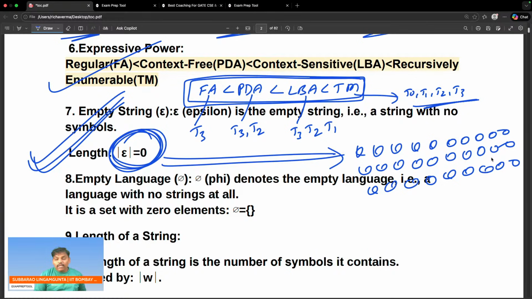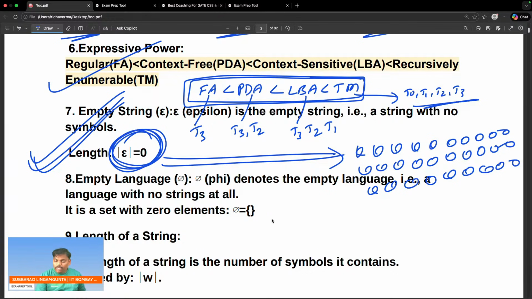So visually, I cannot show it, right? There is something whose weight is 0. How is it possible? That is the reason it is a surprise. If you can remember epsilon, I think most of the things are okay. Remember, epsilon is an empty string, but phi is an empty language.